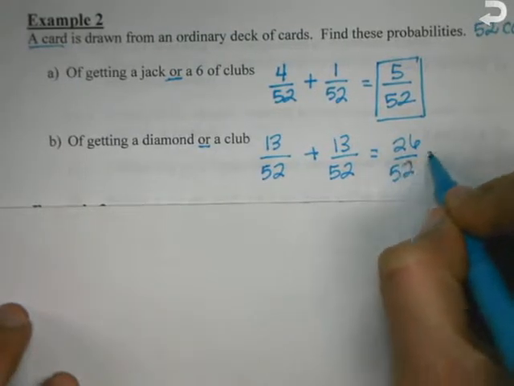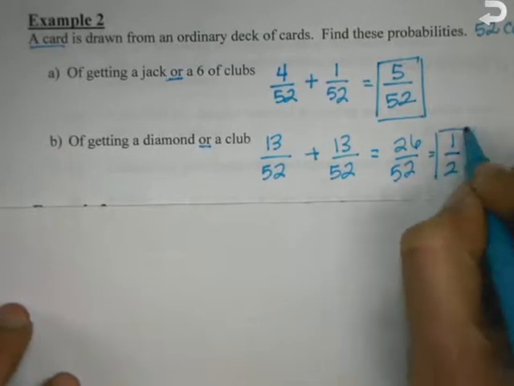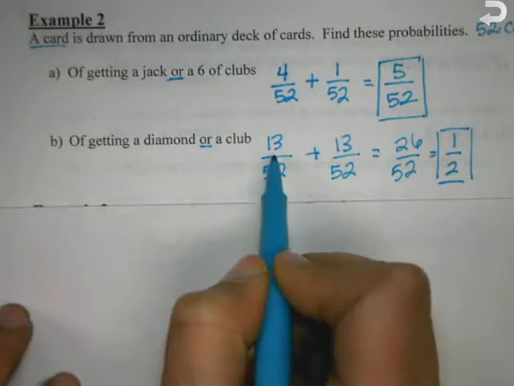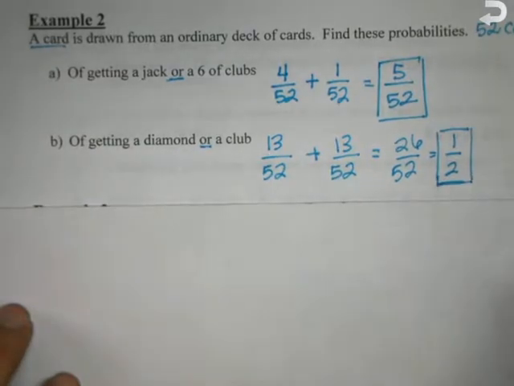26 over 52 reduces to 1/2, which makes sense because we're looking for either one or the other of each of the suits. So we're wanting to get 2 out of the 4 suits. So our answer will be 1/2.